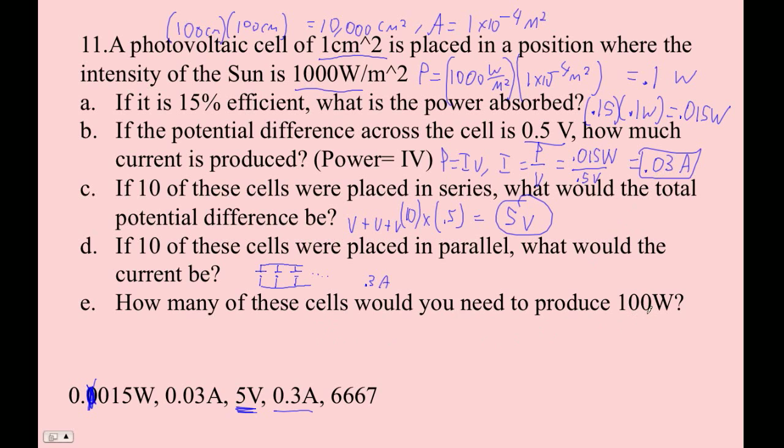And then it says, how many of these cells would you need to produce 100 watts? Well, each cell is 15% efficient. What is the power absorbed? I think power produced is the word that we're trying to say here. What does it say? It says power absorbed in the problem. Okay, well, there you go. The power absorbed is 0.1 watts. The power produced, so I think that's a typo in the problem, is 0.015 watts.